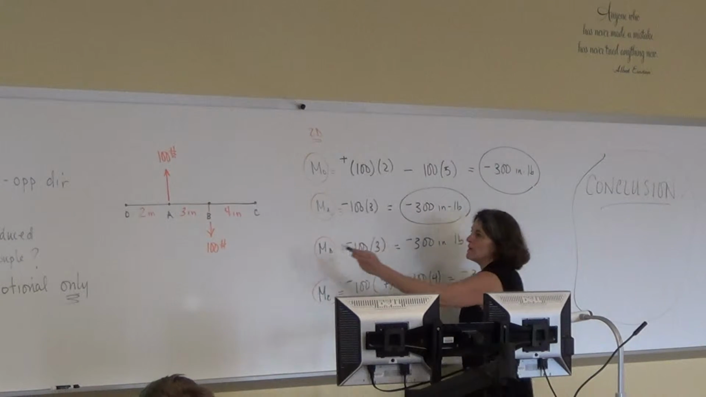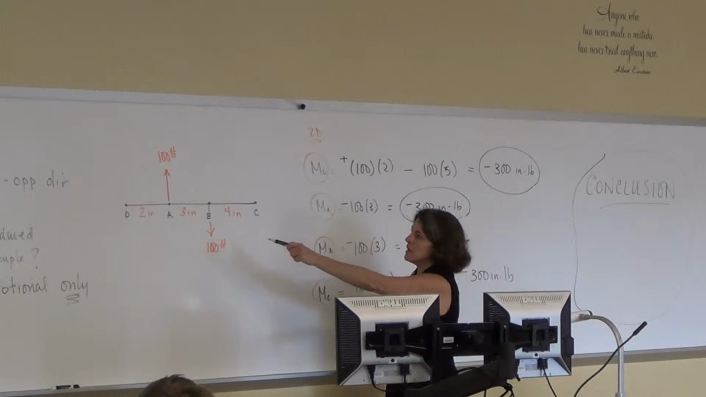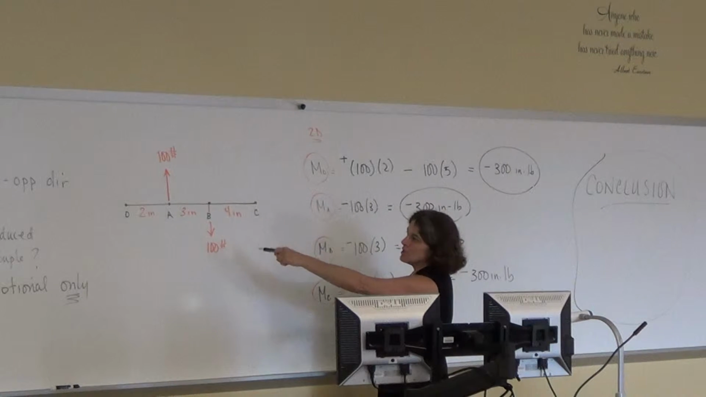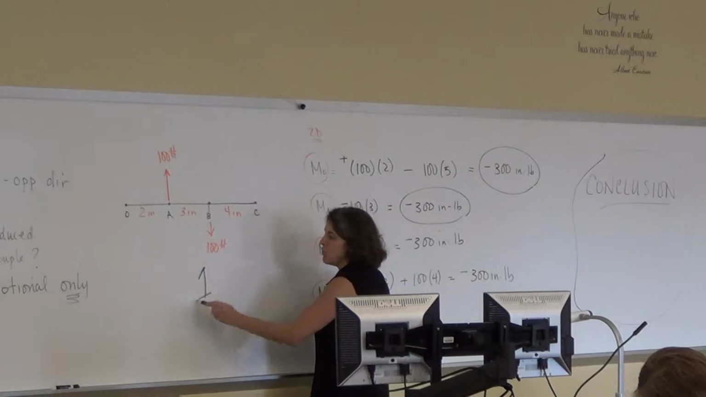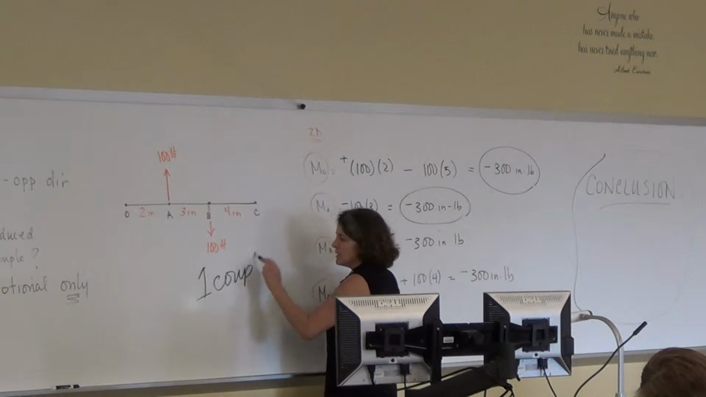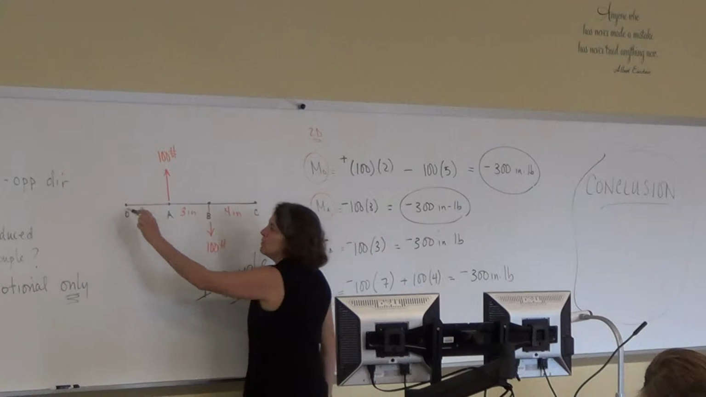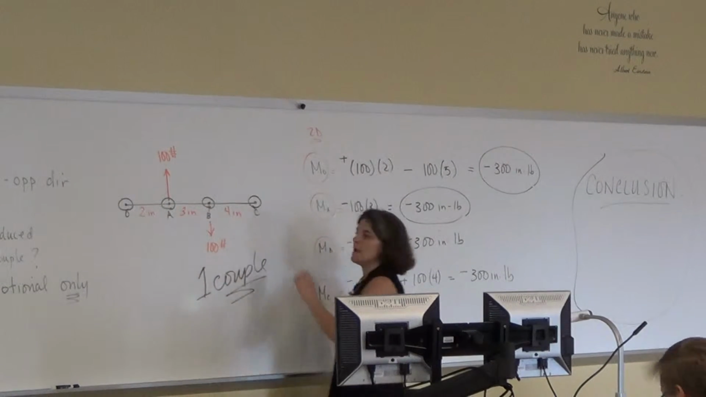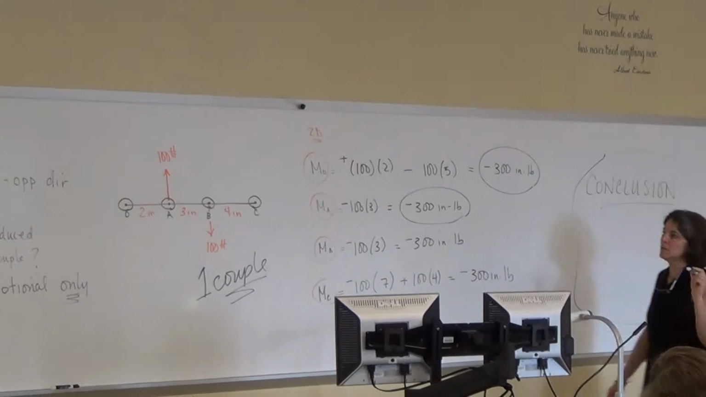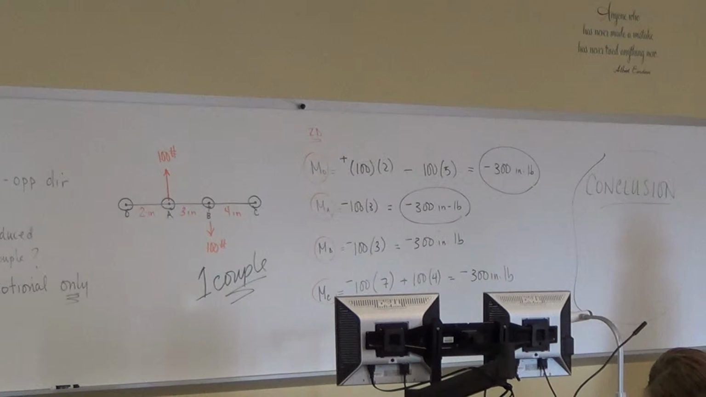We have one body. It has two forces. They're both the same magnitude, opposite directions. There's one couple in this problem. And what did we find out? The moment at point O, moment about point A, moment about B, and moment about C. What did we find out? They're all the same.